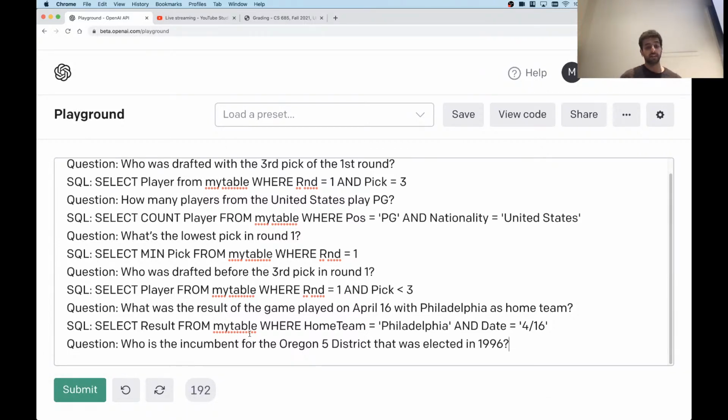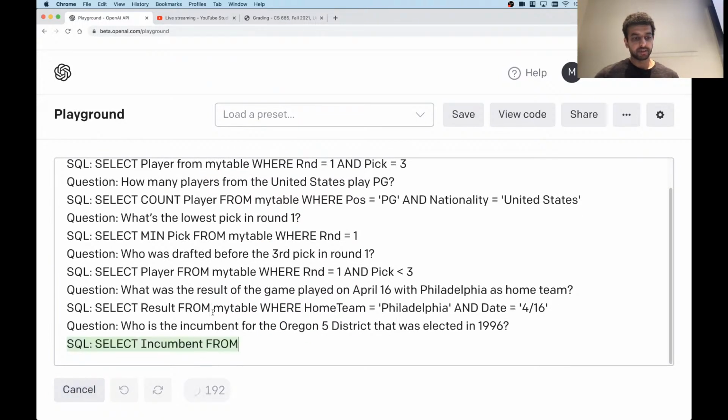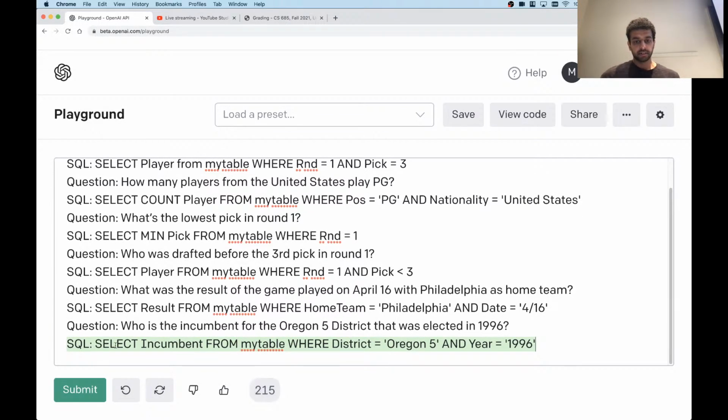If it learns the reasoning behind how to do this translation, maybe it would, since the patterns are quite similar, right? You just need to select something and give it the appropriate filtering condition. So let's see what it does here. Select incumbent from this table where district equals Oregon 5 and year equals 1996. I guess that was a pretty straightforward question, but it's still interesting to see it work on this different domain.